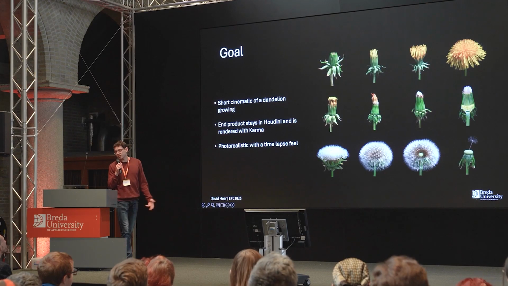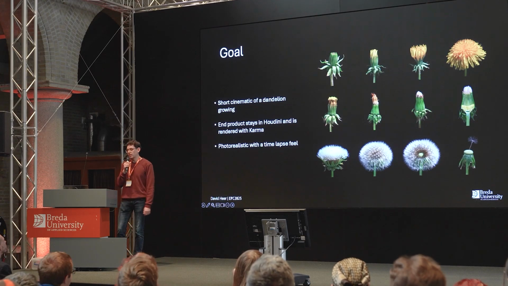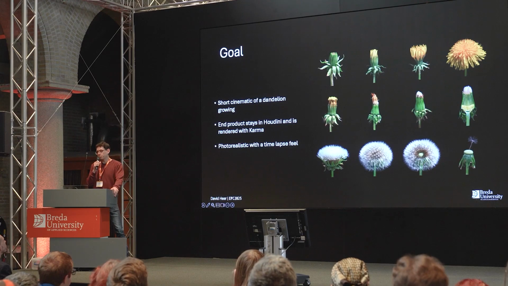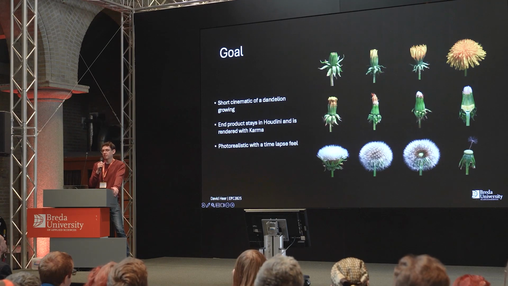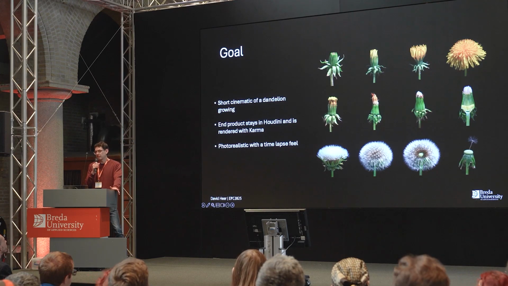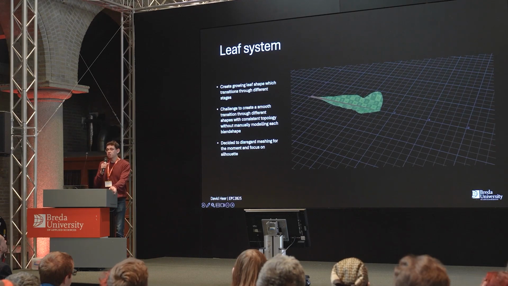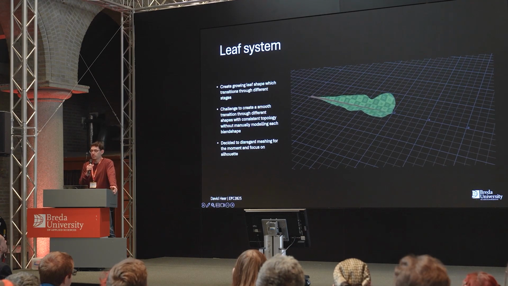So the pillars I set for my project initially were creating a short cinematic of a dandelion growing. I knew the end product was going to stay in Houdini and that it was going to be rendered with Karma. I also tried to make it as photorealistic as I could. My starting point for the project was to create the leaf system.